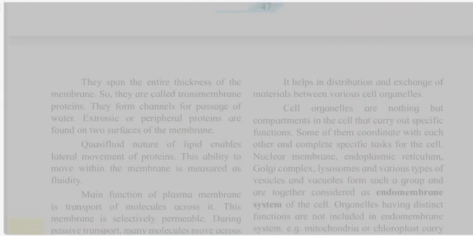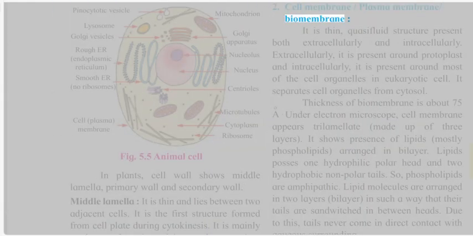2. Cell membrane, plasma membrane, biomembrane. It is a thin, quasifluid structure present both extracellularly and intracellularly. Extracellularly, it is present around the protoplast, and intracellularly, it is present around most of the cell organelles in the eukaryotic cell. It separates cell organelles from cytosol. The thickness of biomembrane is about 75 Å. Under the electron microscope, the cell membrane appears trilaminate, made up of 3 layers.